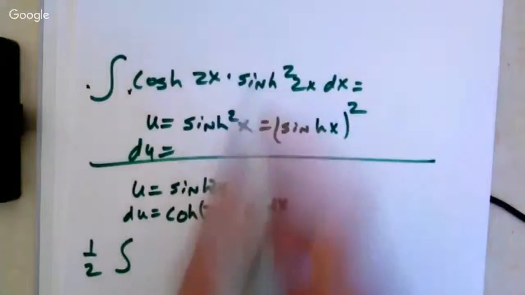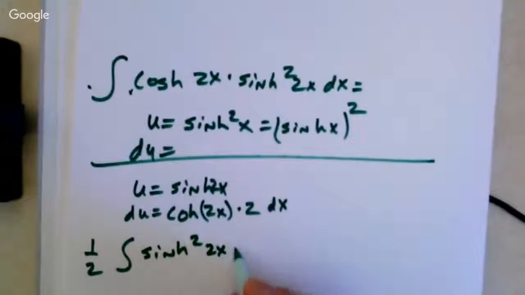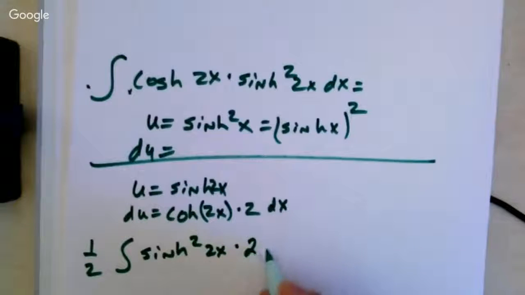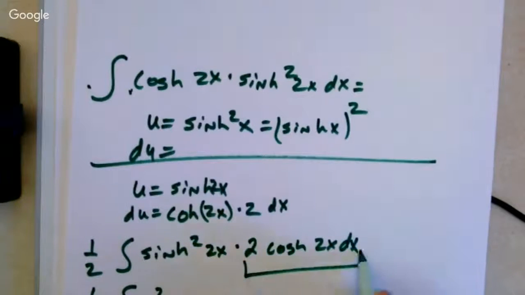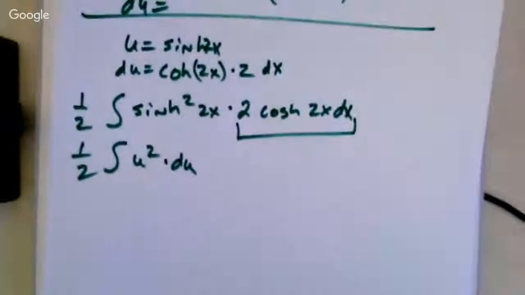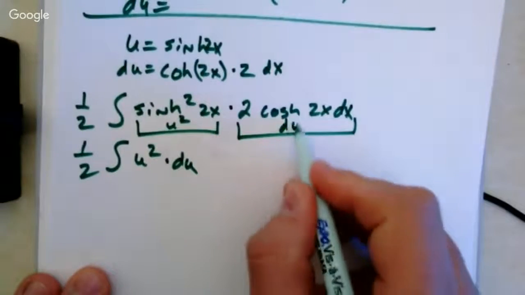I'm going to change the order. Sine hyperbolic squared 2x times 2 cosine hyperbolic 2x dx. Making my u substitution then, that becomes the integral of u squared. This would be my du. So this is my u squared. This is my du.